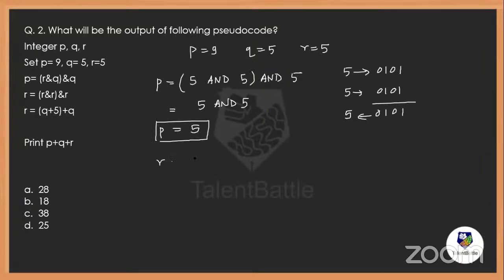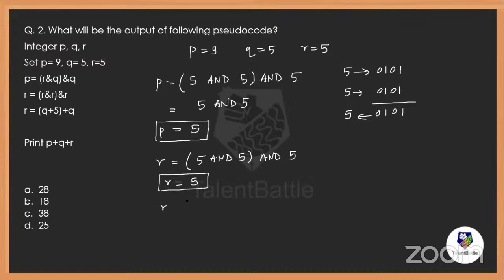R is equal to the value of R, that is 5. Again AND operation with 5, and again AND operation with 5. It is similar to what we have done for P, so again you will be getting the same answer for R, that is 5. Then again calculate the new R according to the third expression.